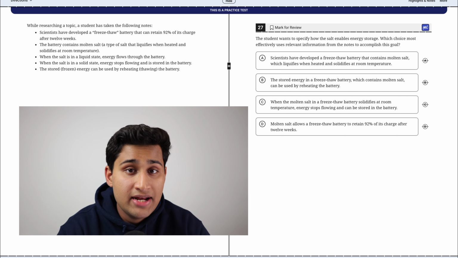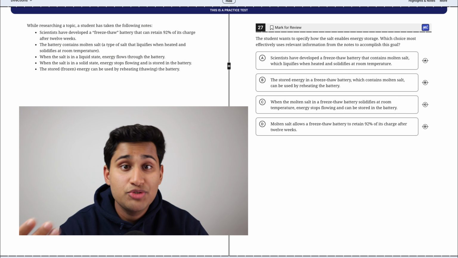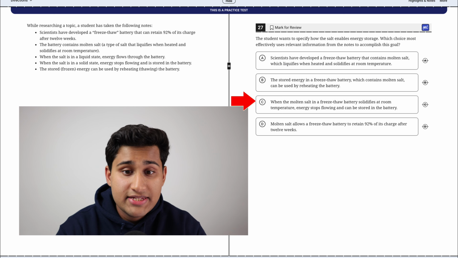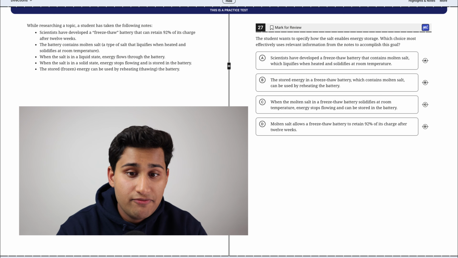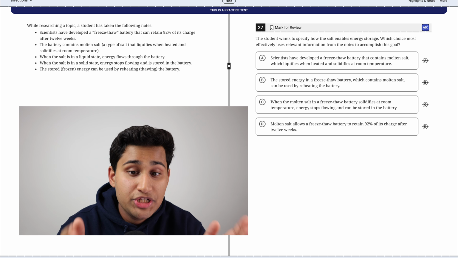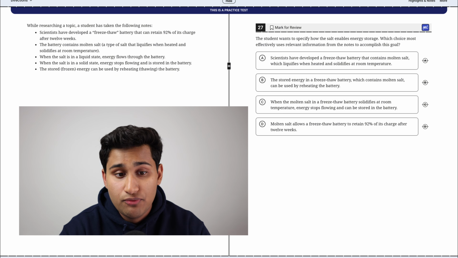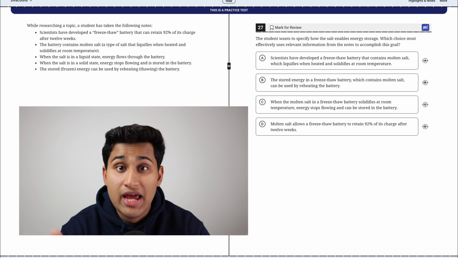And we know that here enable means what is the function? And this would lead you to answer C, because it's literally telling you that when the battery solidifies, energy stops, and energy stops means more storage. Therefore, it's telling you how it functions to enable storage.